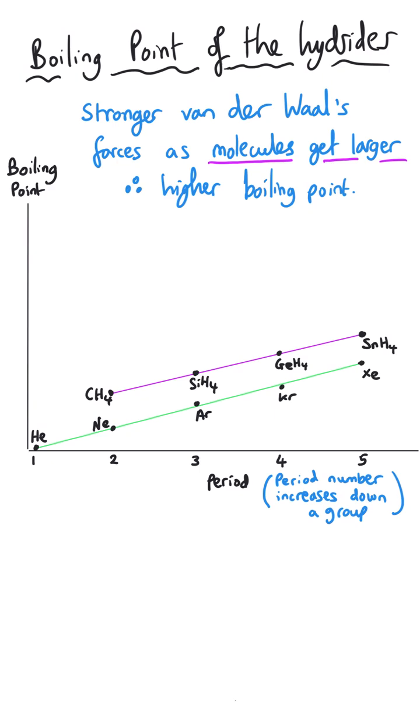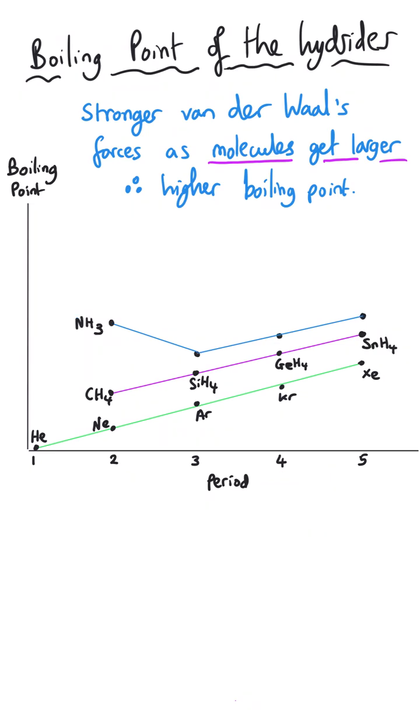The pattern holds true when you look at the elements in group 5 as well. At least it does for three of the elements, antimony, arsenic and phosphorus. But then when you get to nitrogen, the nitrogen hydride has a higher boiling point than you would expect.